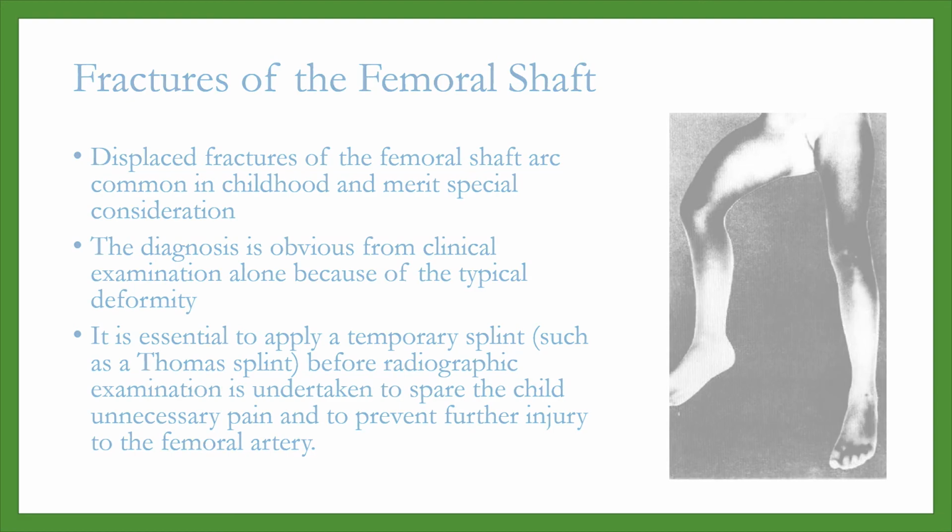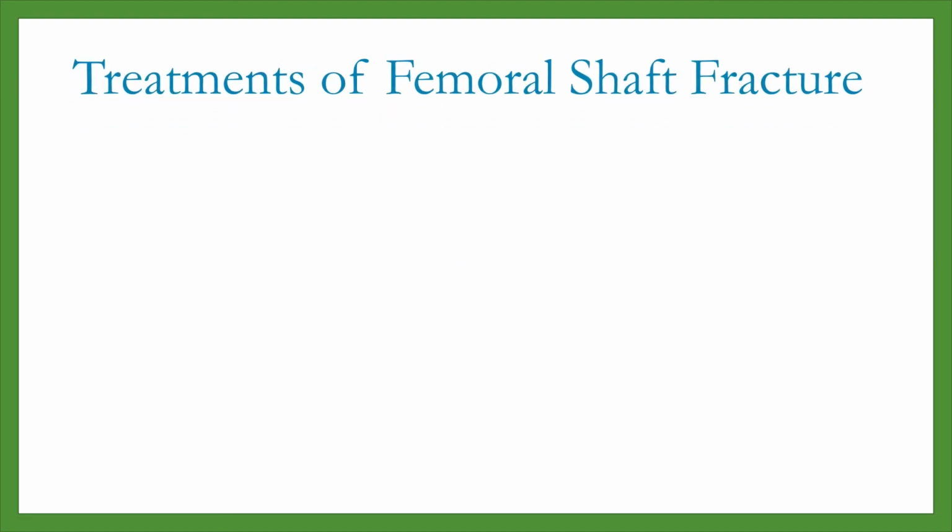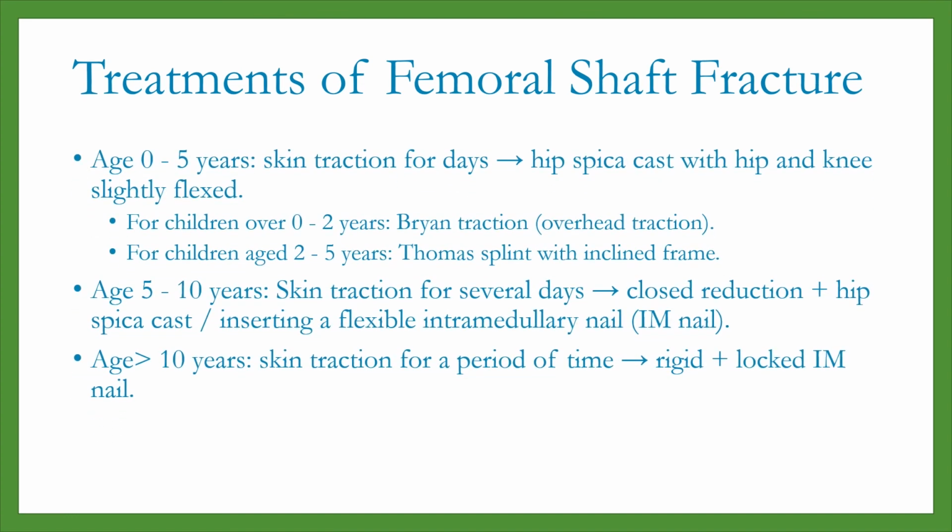Treatments of femoral shaft fracture. Age 0 until 5 years, skin traction for days, hip spica cast with hip and knee slightly flexed. For children over 0 and under 2 years, Bryant traction or overhead traction. For children aged 2 until 5 years, Thomas splint with inclined frame. Age 5 until 10 years, skin traction for several days, closed reduction and hip spica cast, inserting a flexible intramedullary nail. Age more than 10 years, skin traction for a period of time, followed by rigid and locked intramedullary nail.